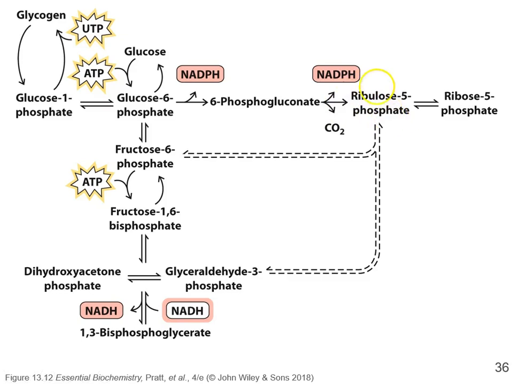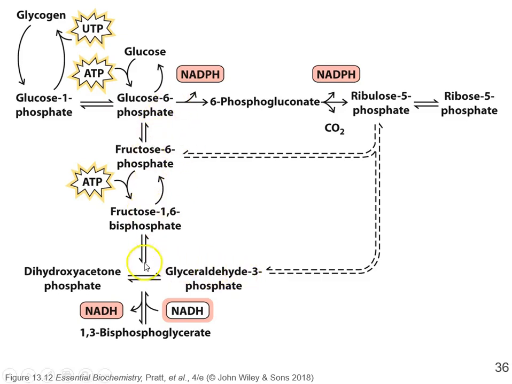In stage 2, we converted those 3 molecules of ribulose 5-phosphate to 2 molecules of xylulose 5-phosphate and 1 molecule of ribose 5-phosphate. And then in the carbon shuffling reactions in stage 3, we converted this to 2 molecules of fructose 6-phosphate and 1 molecule of glyceraldehyde 3-phosphate.